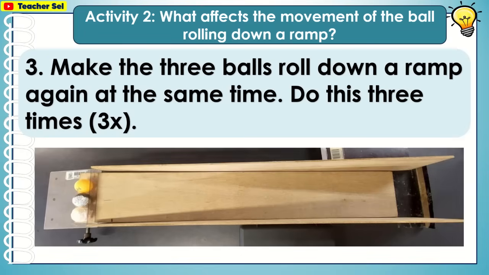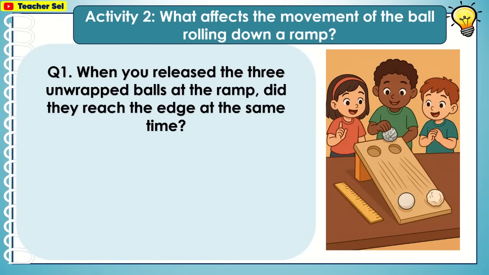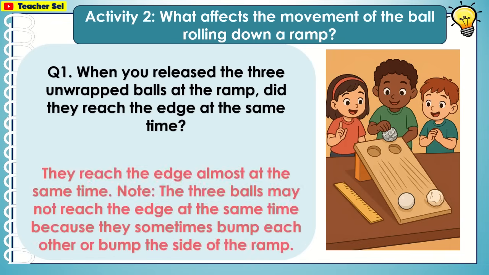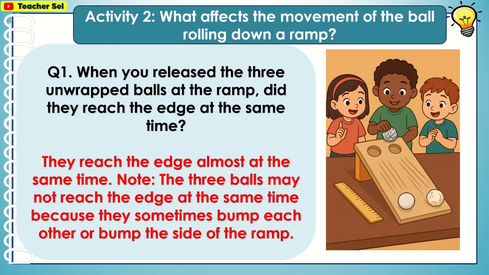Make the 3 balls roll down a ramp again at the same time. Do this 3 times. When you release the 3 unwrapped balls at the ramp, did they reach the edge at the same time? They reach the edge almost at the same time. The 3 balls may not reach the edge at the same time because they sometimes bump each other or bump the side of the ramp.